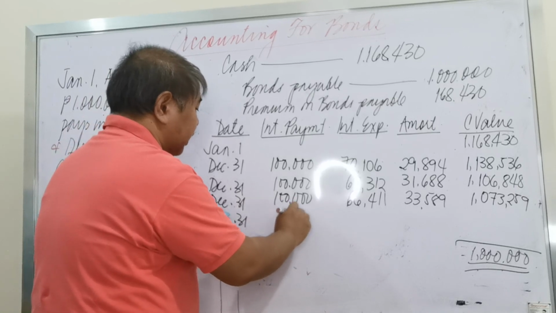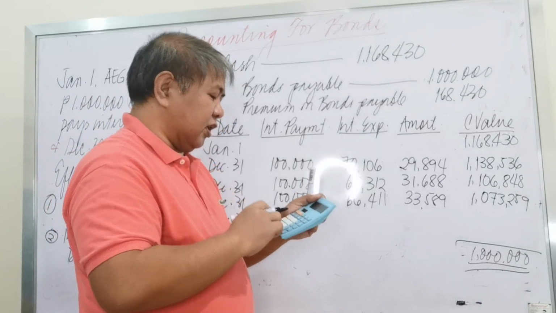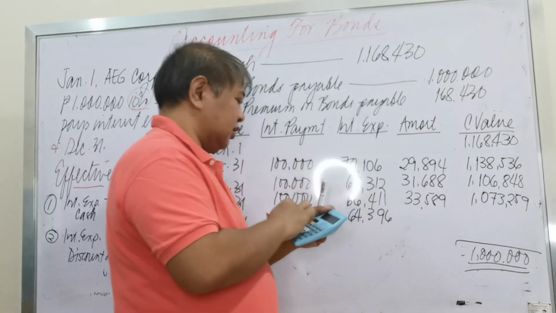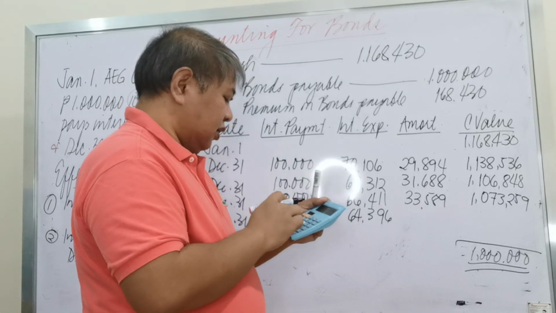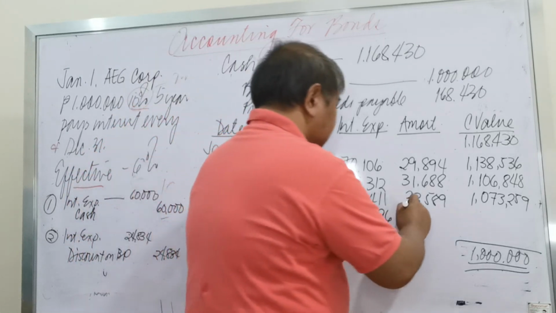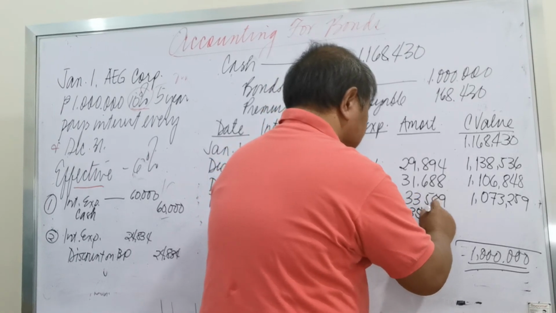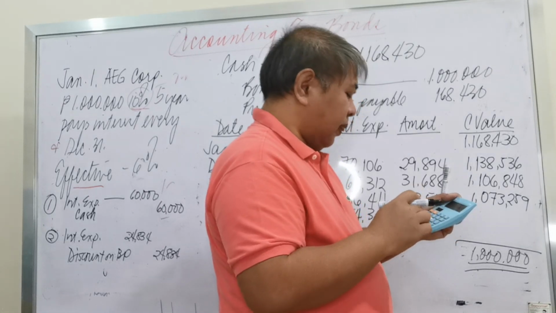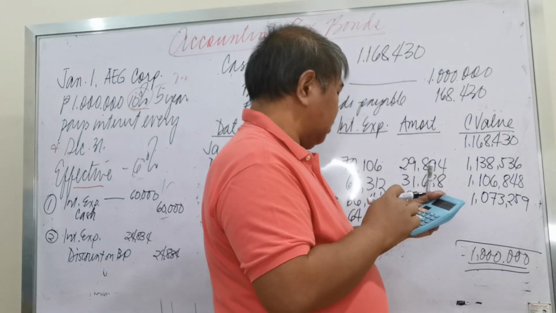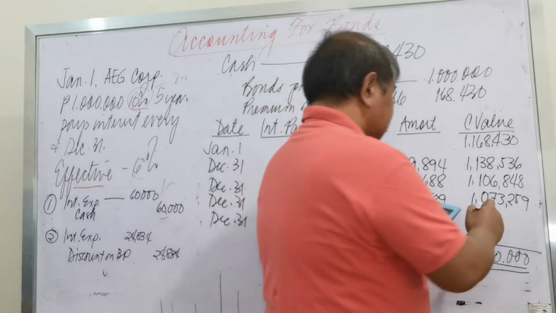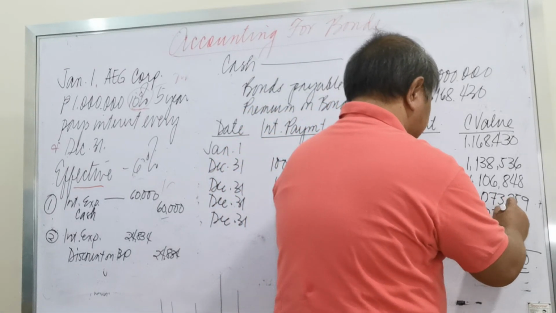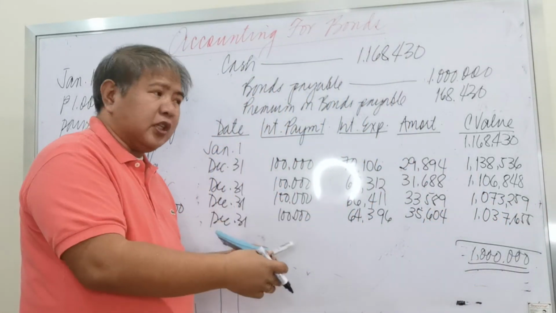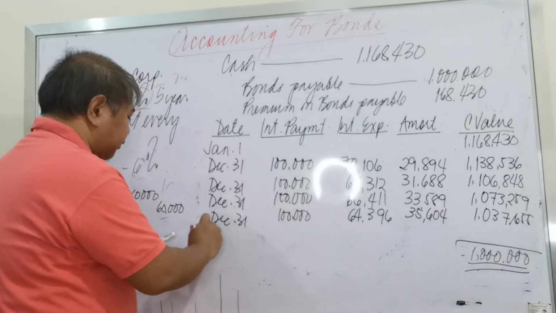this is 100,000 again times 0.06. So this is 64,396. So 100,000 minus 64,396. This is 35,604. So 1,073,259 minus 35,604. So this is 1,037,655. Again, we will have a difference on the last year because of the rounding off, okay, because of the decimal point.